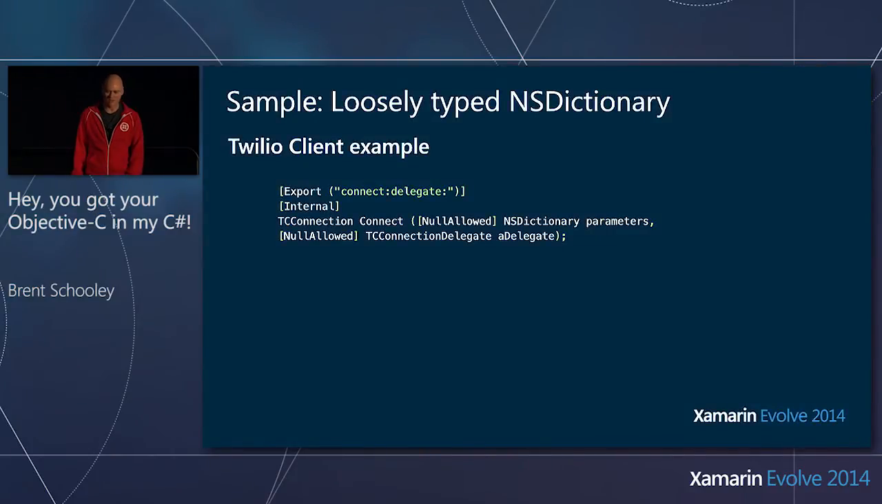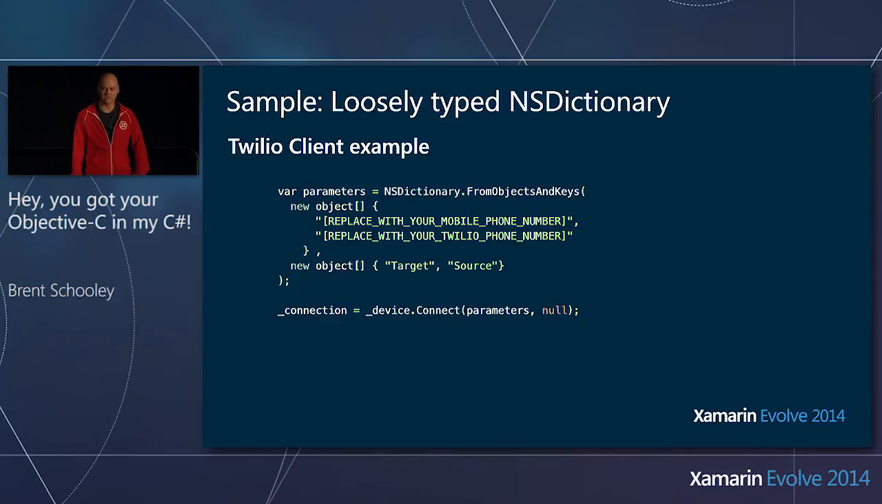So here's the example that I'm talking about. In particular, this is lifted straight out of the Twilio client bindings for the Twilio client component. And it's one method that we're looking at here. And it's this connect method. And it takes an NSDictionary called parameters. So the direct way to bind it ends up being that we have to pass in this NSDictionary, and it's a mess. So it looks like this.